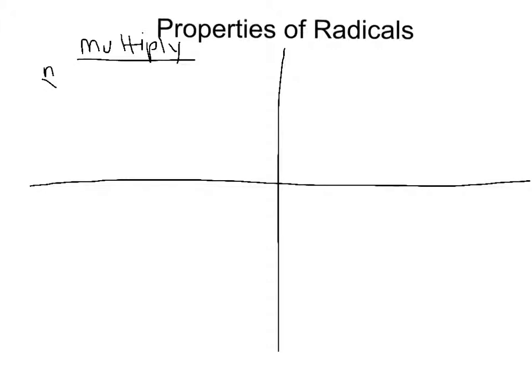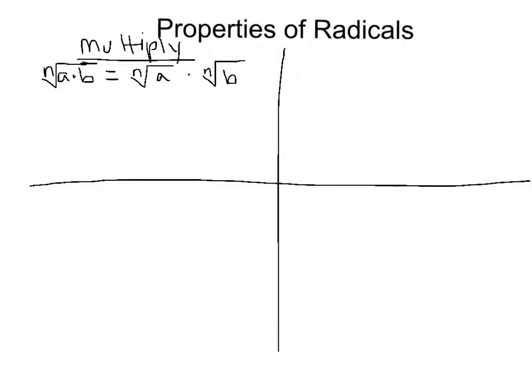If you have the nth root of a times b, all of that underneath your root, that is equal to the nth root of a times the nth root of b. The opposite is also true, so the nth root of a times the nth root of b, if they have the same index, you can multiply their insides, and that's equal to the nth root of a times b. Sometimes you'll want to split up the inside, so that way you can take the nth root of each term, or you'll multiply them together so you can get the nth root overall.